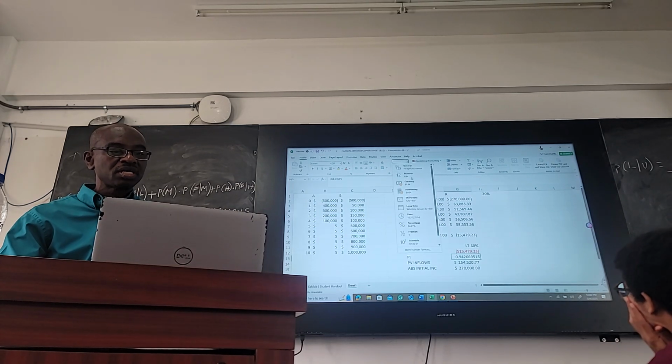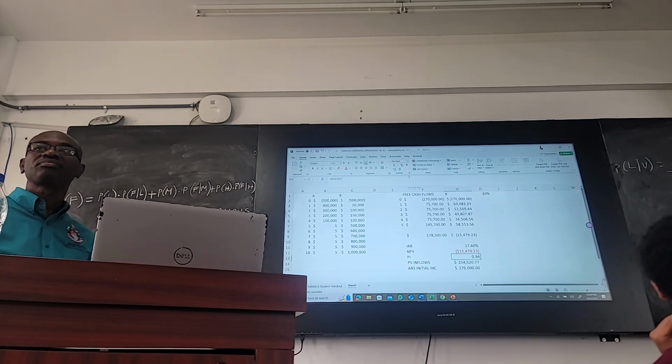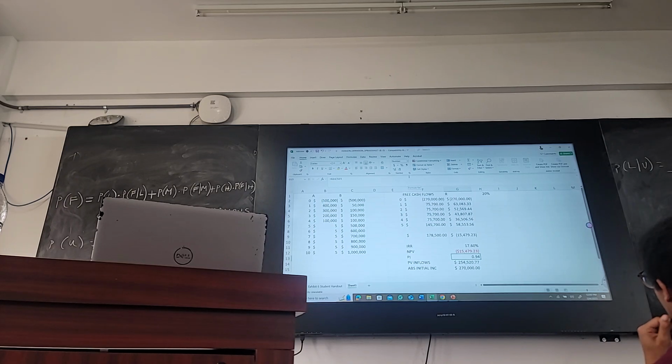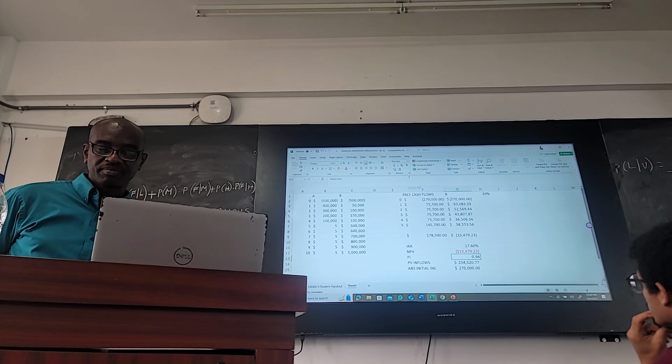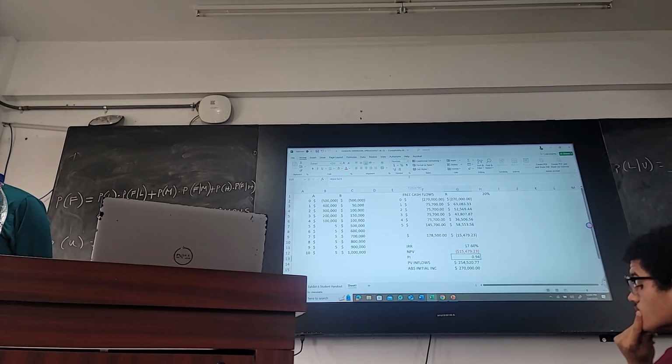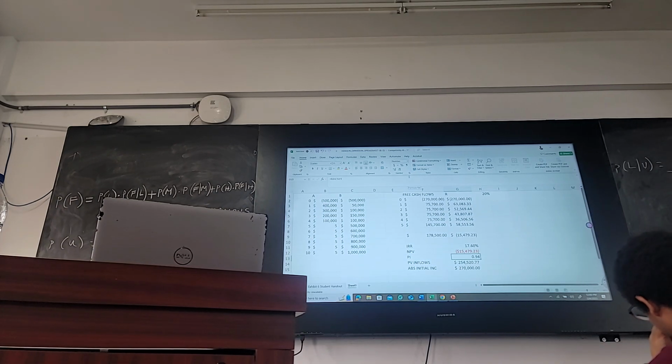And what is key about that number? It's less than 1. So the profitability index says we should accept projects that are 1 or bigger. So by all 3 counts, we are going to be in the negative.